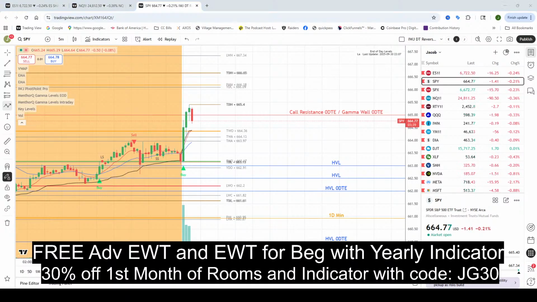I am sitting on a 664 strike right now for the put. We don't have a sell signal yet, but that is what we're looking for.